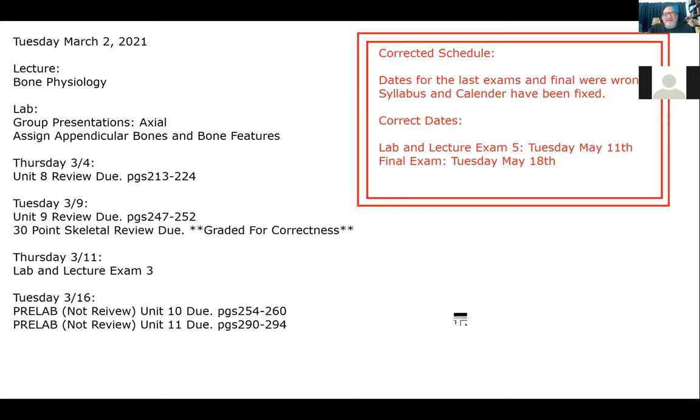Before we get too far into anything, I wanted to mention, since it's just the beginning of March, I'm guessing not too many people have looked that far in advance, but I happened to be looking at the schedule and realized that as I was bringing the schedule over from last semester, there were some errors in the way it was input. And so the dates for our final exam and the last lab and lecture exam were off. So I fixed it on the schedule. I fixed it on the syllabus, but I wanted to at least make you aware of the change, just on the off chance somebody had been looking at their summer plans already or trying to schedule something. I wanted you to be aware of that change so you have the correct dates.